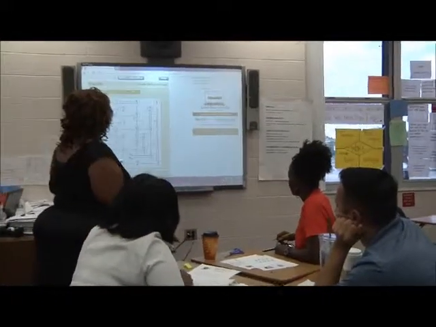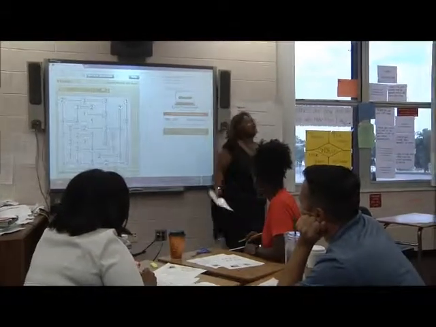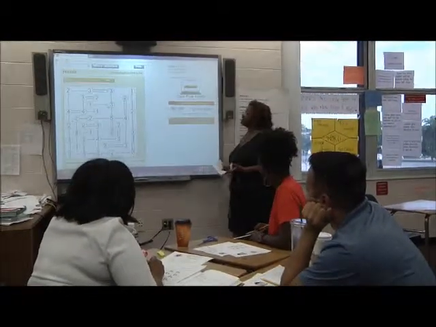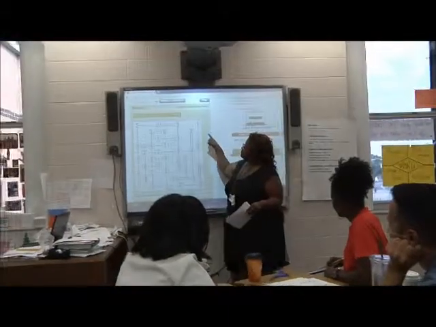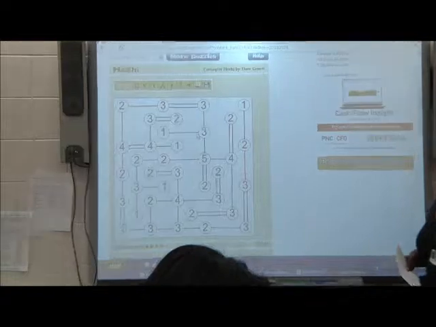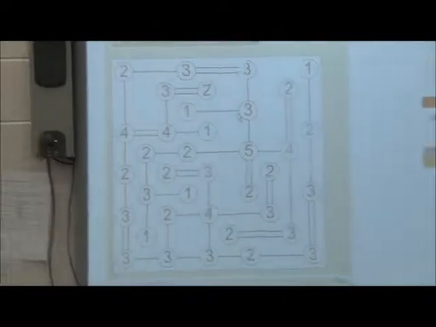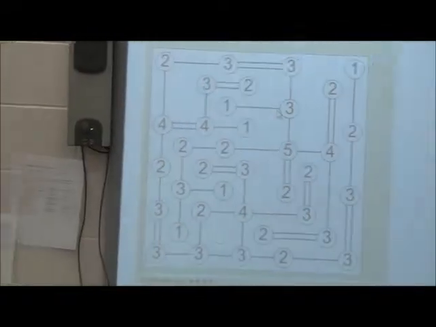So a clue that I might give is, well, let's look at the numbers. Look at each of the numbers. Let's look at number 1. How many bridges are coming from number 1? Okay. Well, what about 2? How many bridges are coming from the island of 2?